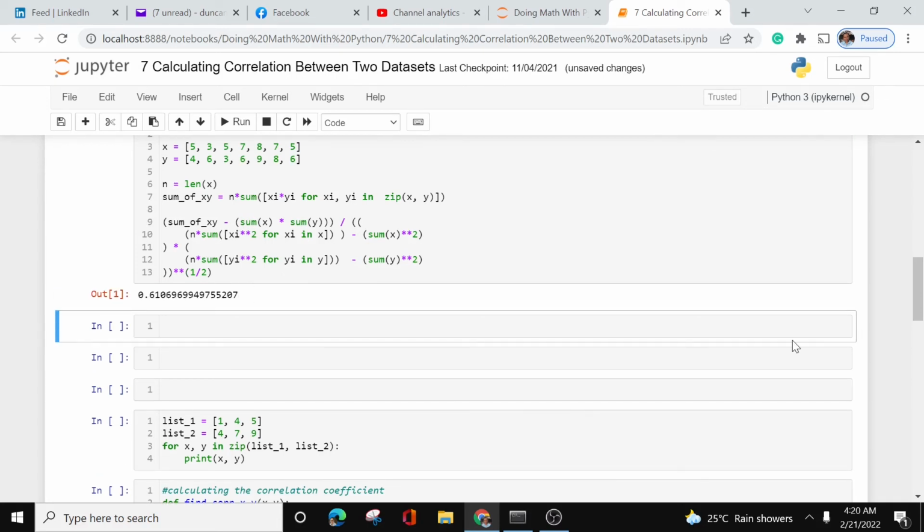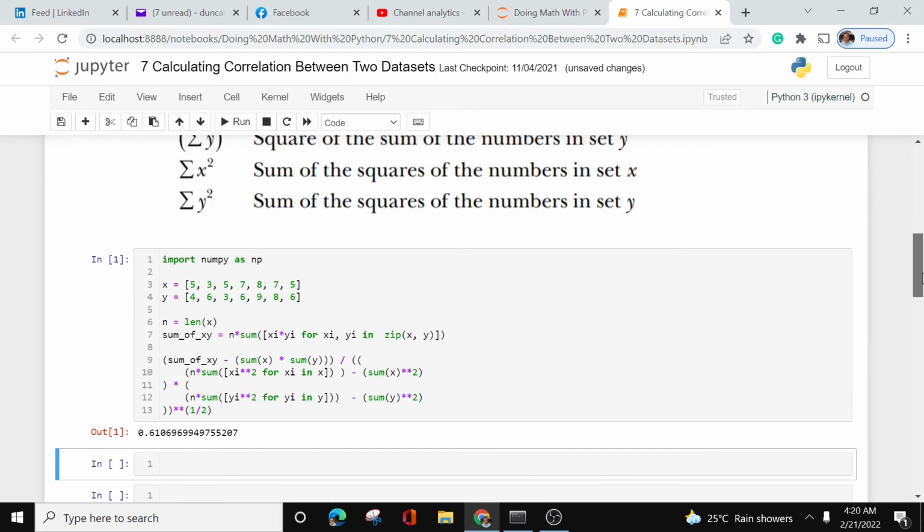The value is 0.61. This is the value of our correlation. This means that we have a strong positive correlation, which means that as x increases, the value of y also increases.